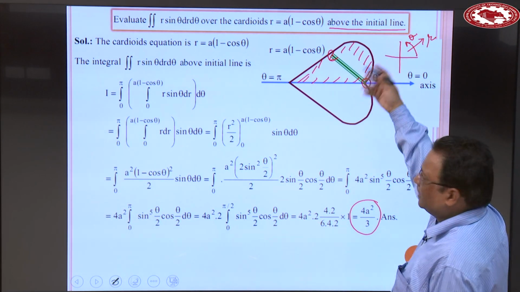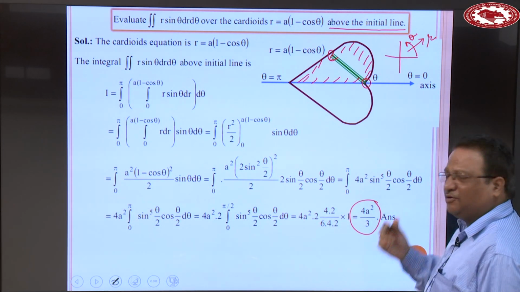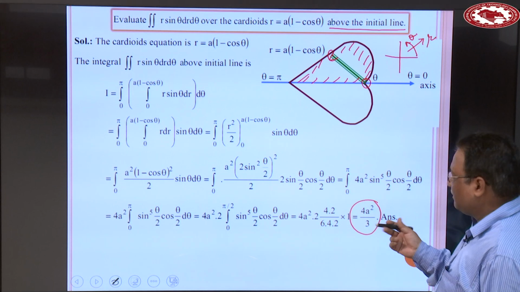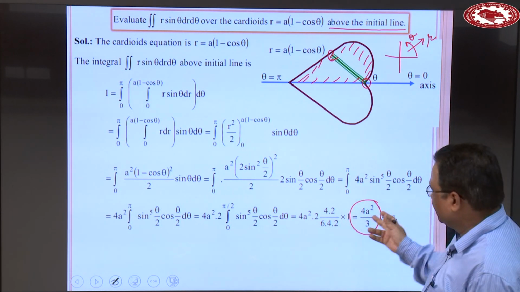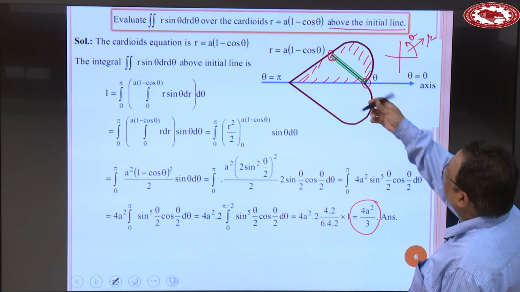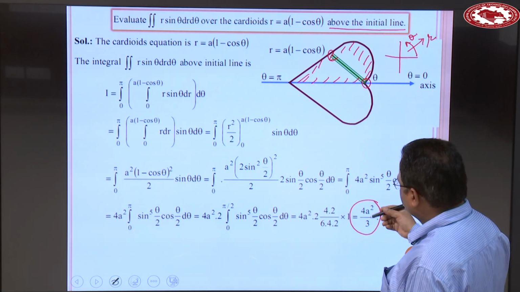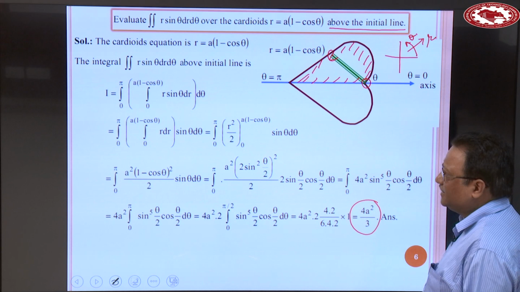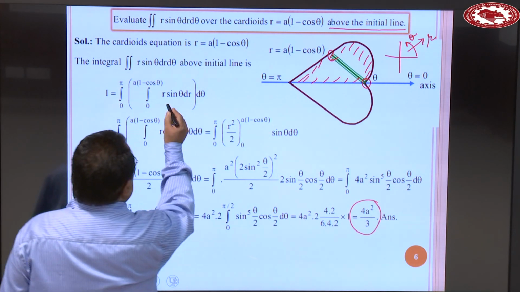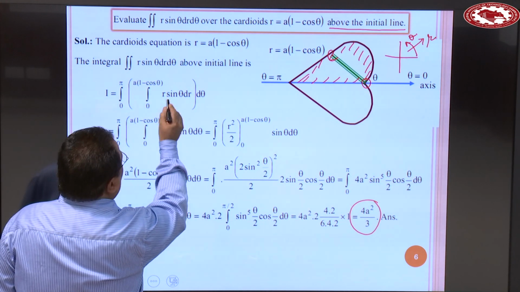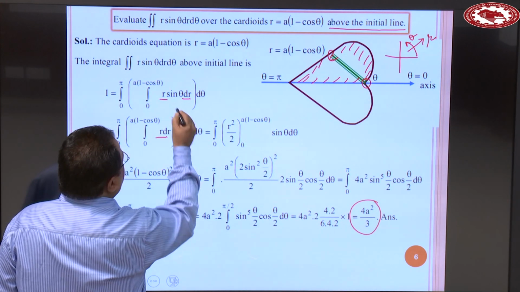Above the initial line. If you had to take the complete region, multiply by 2, so 8a square by 3. In that case, the double integral value of this function is 8a square by 3. But here the question is above the initial line, so we have 4a square by 3. So in this way you can evaluate this problem. Here r sin theta dr, so r and dr here and sin theta here.